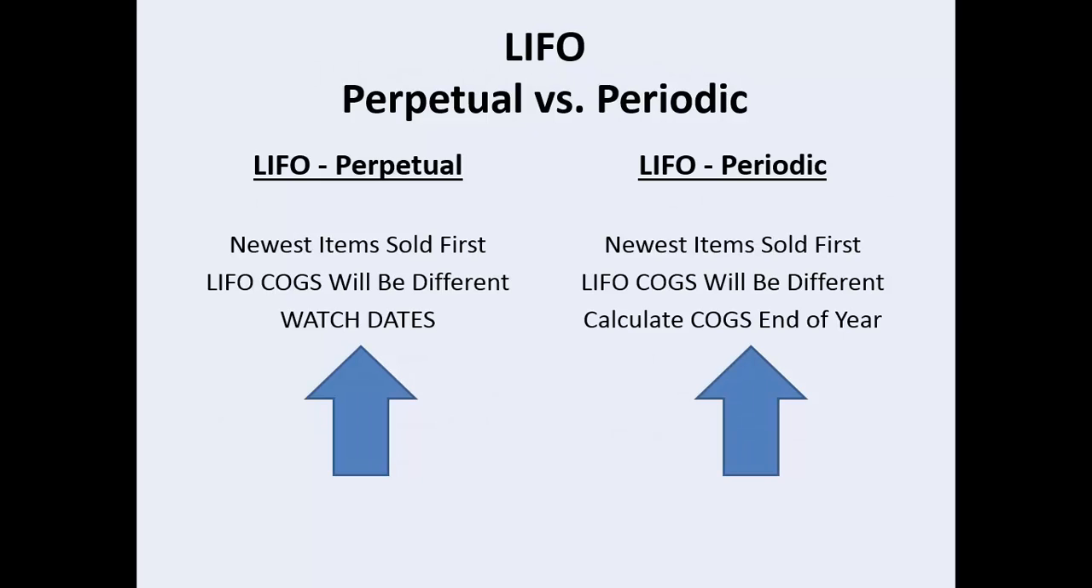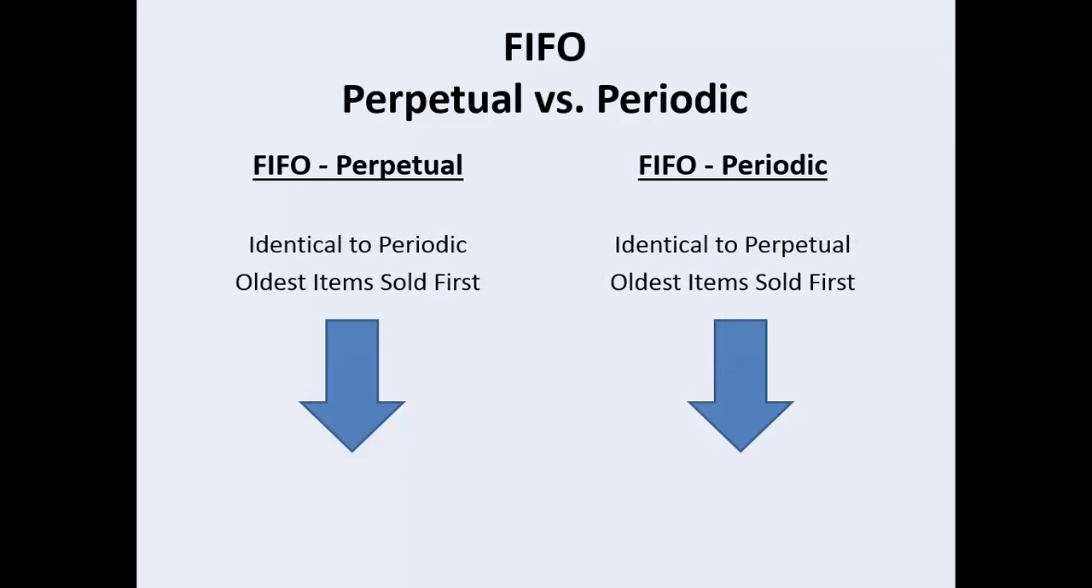With either, the newest items sold first, LIFO cost of goods sold will be different, so watch the dates. With a periodic, again, you wait to record cost of goods sold until the very end of the year, so you could actually assign for a sale in January something you don't even buy until December, 12 months away, if that's your accounting period, if you are using LIFO periodic. With FIFO, perpetual versus periodic, it doesn't matter. It will be identical because you're always going to assign the oldest first.